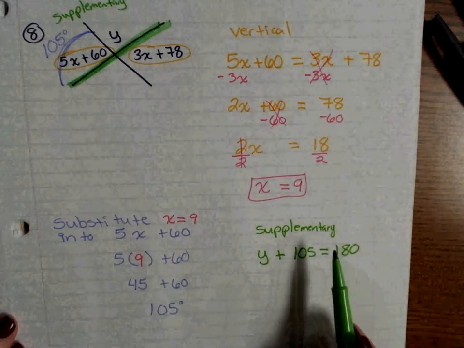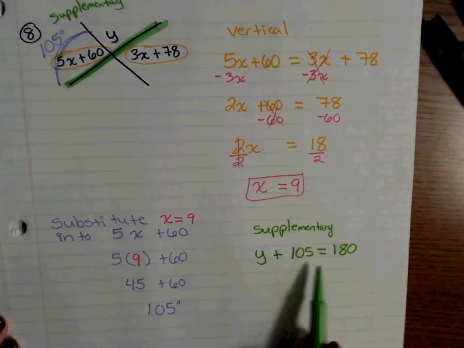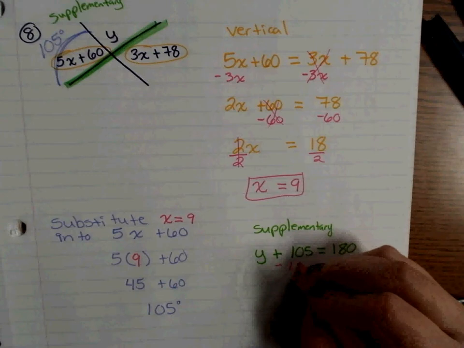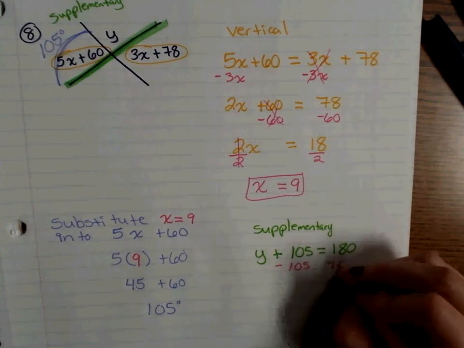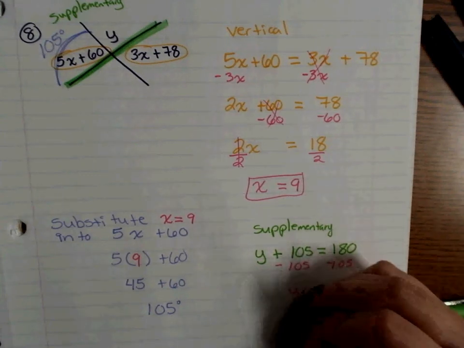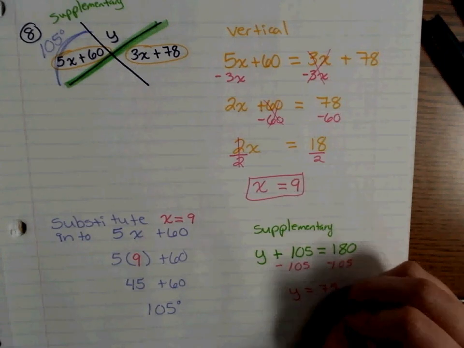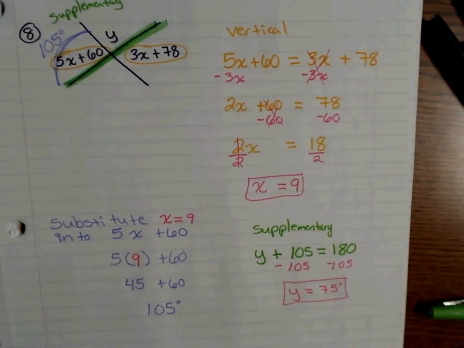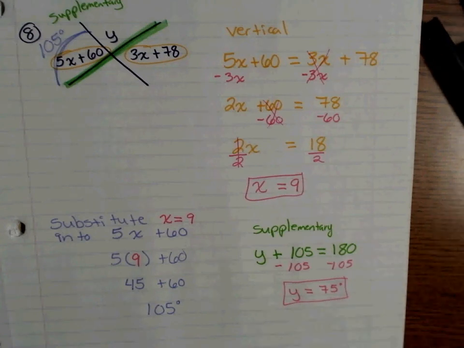180. The two angles added together is going to be supplementary. Supplementary adds up to 180. So we got y plus 105 equals 180, and now we can start solving it. We can subtract 105 from both sides and get that y is 75 degrees. Okay?